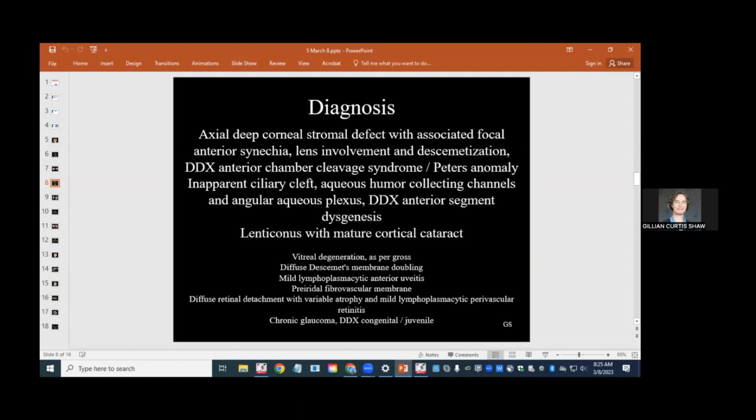So there you go. Yeah, I like the use of lenticonus for that lens. I think it's not used very often, and when it is used, it's not adequately used, but this is a perfect example. Yeah. Okay, thank you for bearing with me.